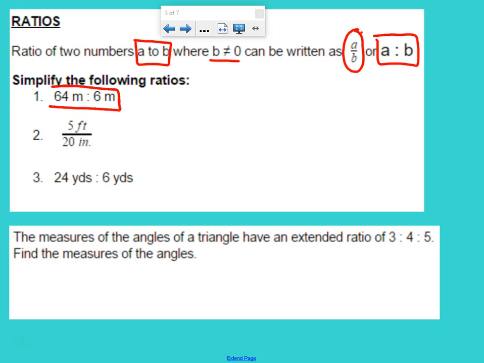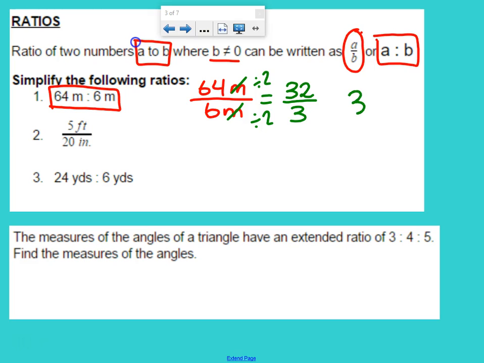The first ratio we have, 64 meters to 6 meters. So we can write that as a fraction, 64 meters over 6 meters, and reduce. Well, the meters are going to cancel. Meters divided by meters goes away. 64, we can divide that by 2 and get 32. And 6, we can divide by 2 and get 3. That is as simplified as it can go, and so we do want to write it in the way that it was given to us, so we write it as the ratio of 32 to 3.